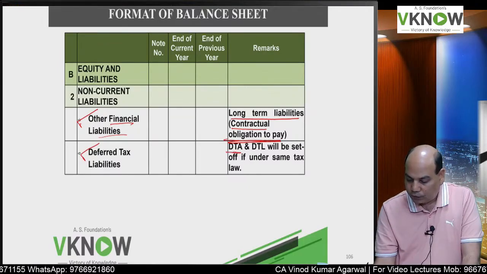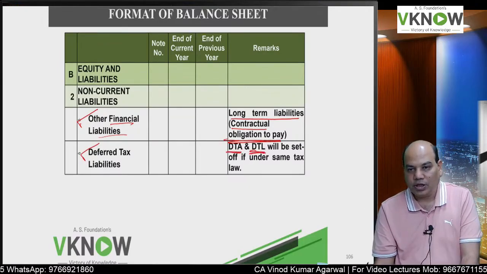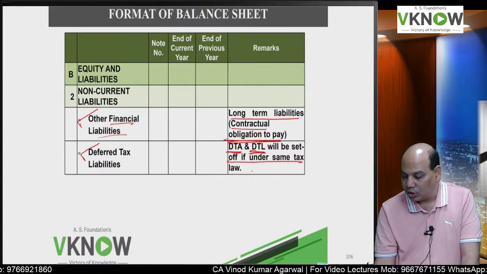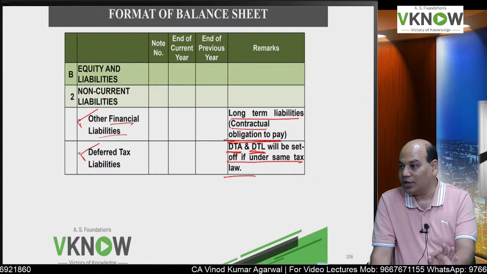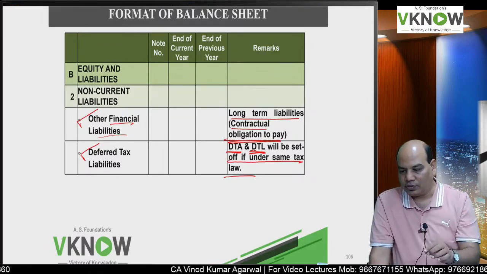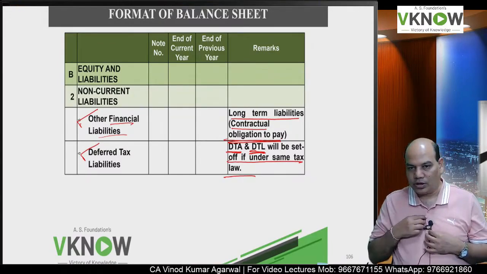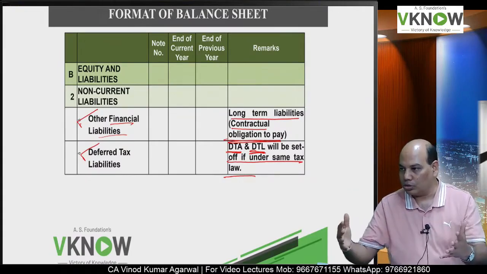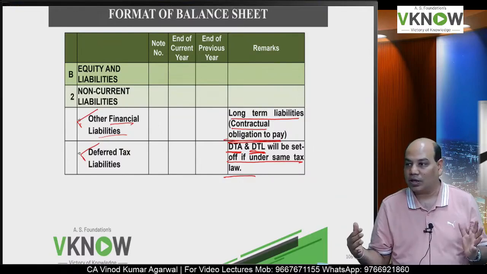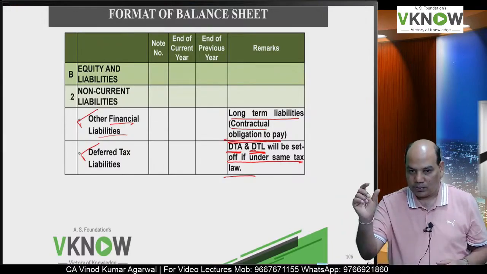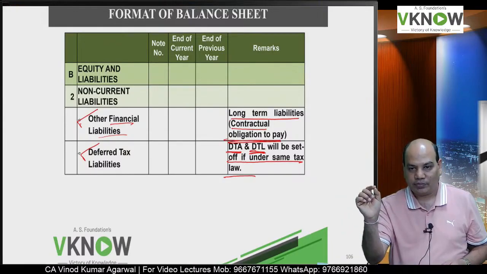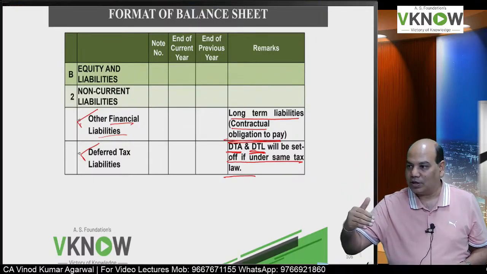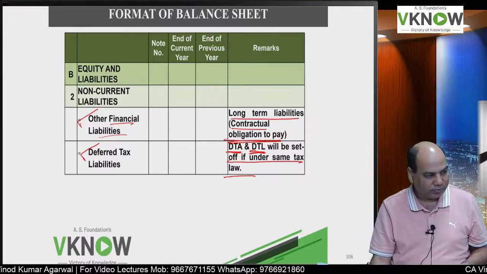However, if you are getting both DTA and DTL, as per Ind AS 12 it can be set off subject to certain condition. One condition is that DTA and DTL must arise under same tax law. Then in the balance sheet I will show net figure. If liability is more than asset, net DTL. If asset is more than liability, net DTA.